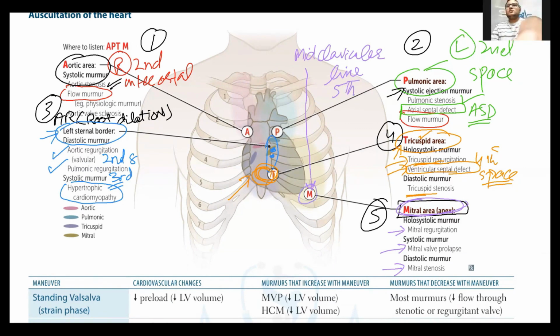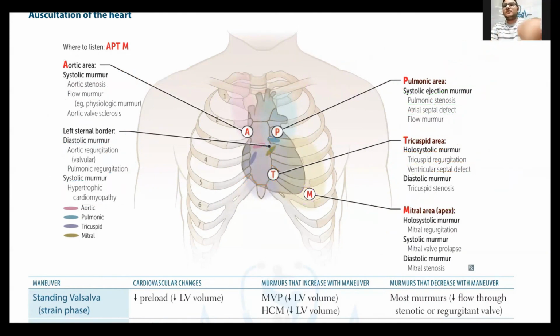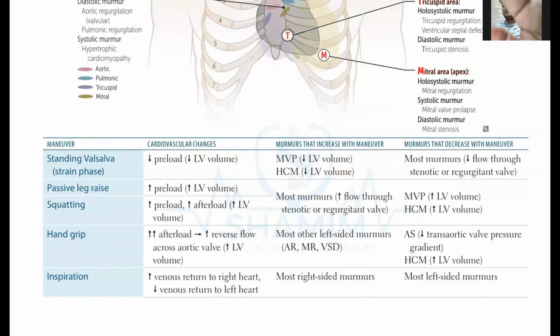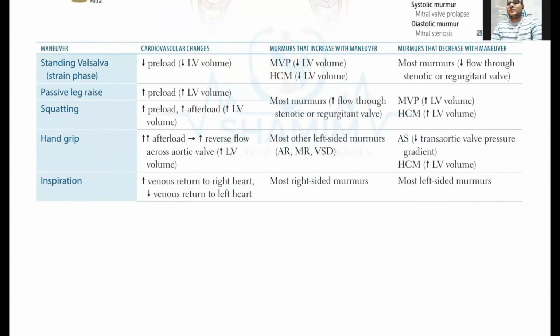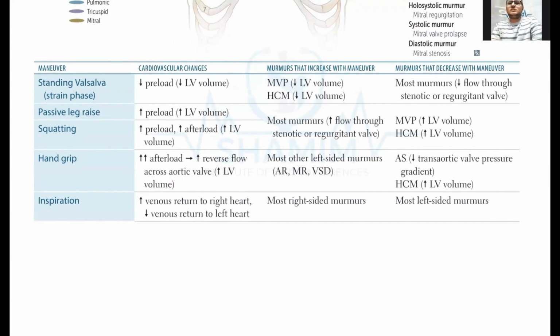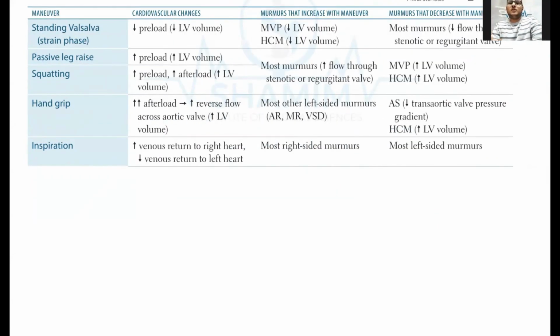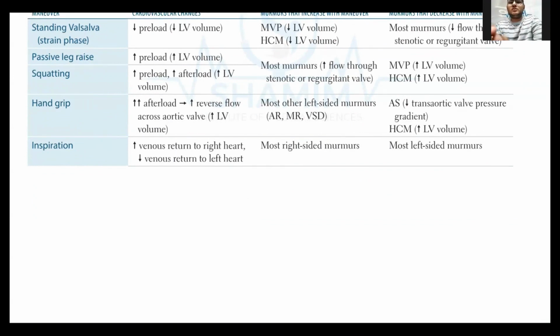Is that clear? So now we have discussed the five different areas where we can appreciate the different types of murmurs. Now we will discuss the different effects that cause an increase or decrease in the murmurs. What are the different effects that can increase and decrease the murmur? First of all, we will discuss standing and Valsalva. First we discuss what Valsalva is.